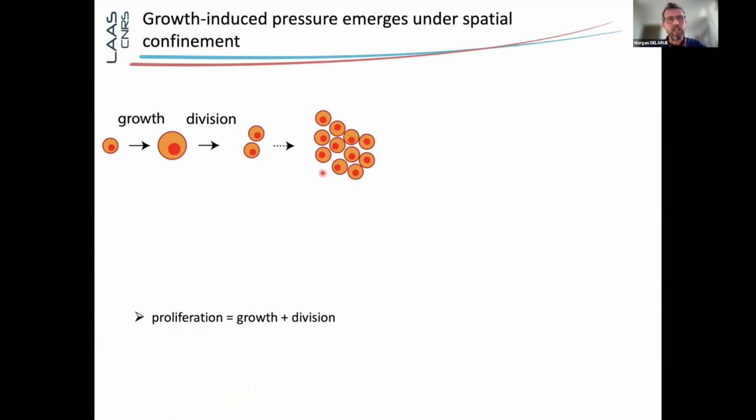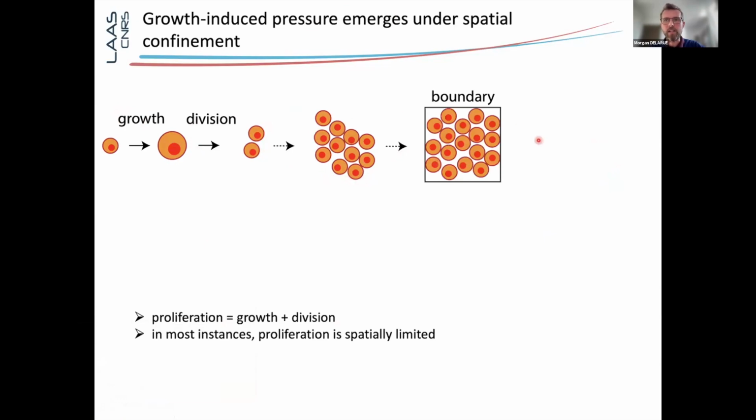So cells, when they proliferate, they grow, they expand in volume, and then they divide, and that leads to the multiplication of cells. But the thing is that in most of the cases, and that's actually more the rule than the exception, cells proliferate in a confined environment. So they are surrounded by something, by the environment, by other cells or whatever.